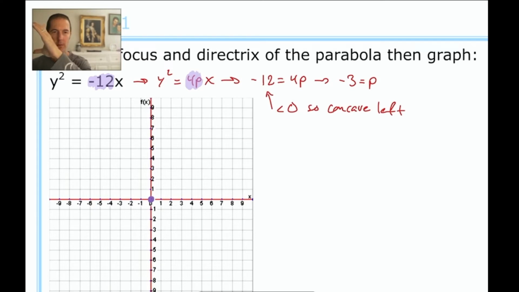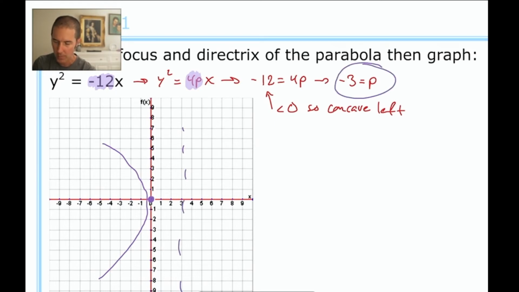Since it's concave in this direction, I know that the directrix needs to be behind it. So if my parabola is opening this way, my directrix needs to be over here. I can just throw that in there for the moment. And I know that the distance from the vertex of the parabola to the directrix needs to be 3 because my p value is 3. So just by drawing this quick sketch, I know where my directrix is going to be.